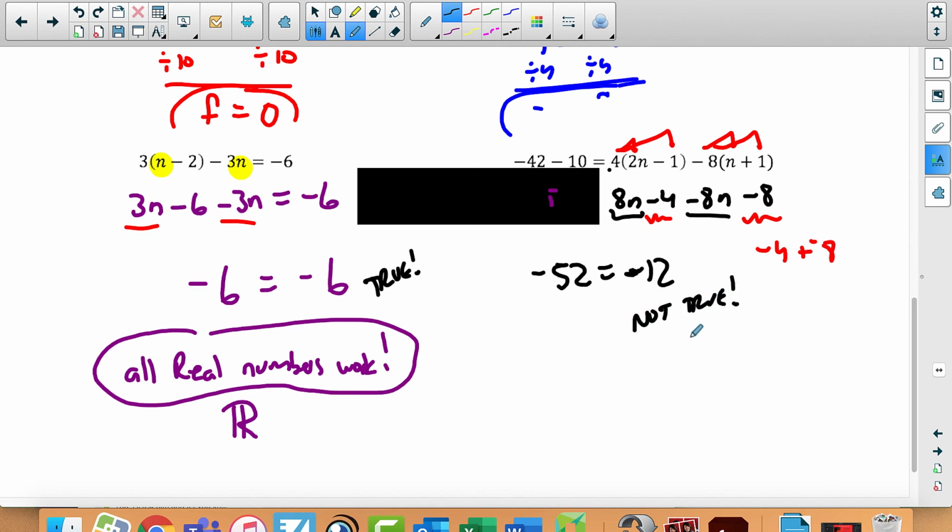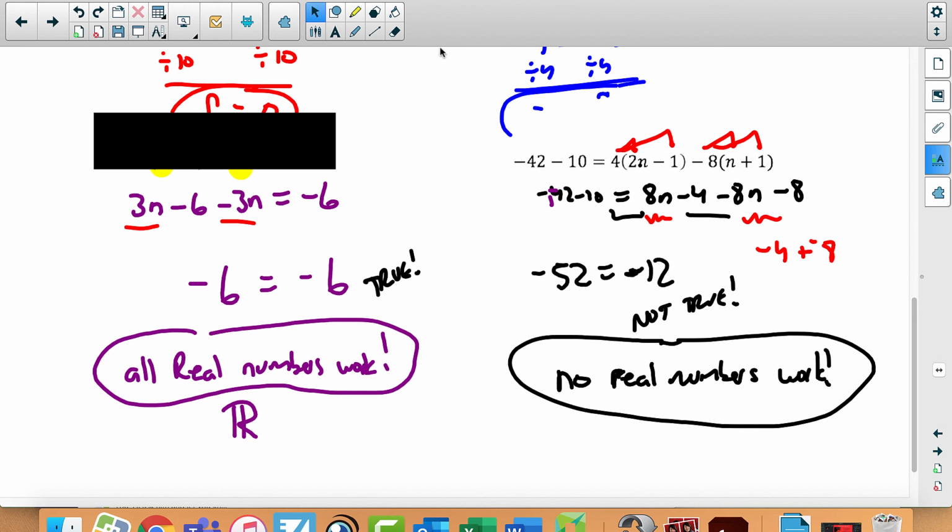So what does that mean? That means all real numbers don't work. In fact, no real numbers work. There is no number that you could think of that you could put into this n and this n, and it would make the left-hand side equal the right-hand side. It's impossible. Don't waste time trying to find it, because it just ain't happening.